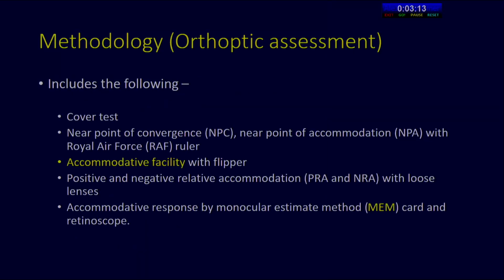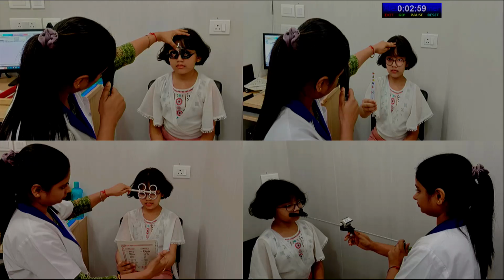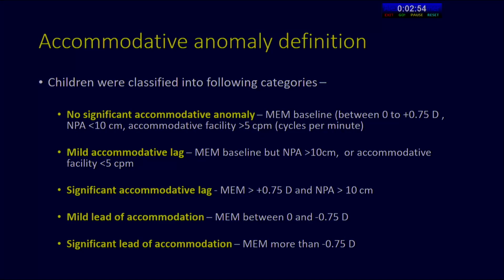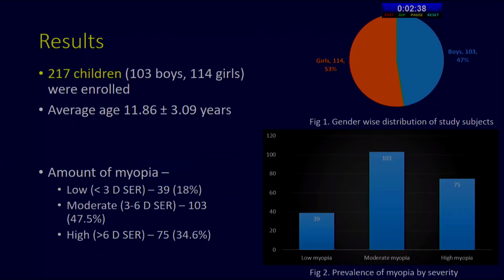And among the orthoptic assessment, we did the cover test, near point of convergence and accommodation, accommodative facility, positive and negative relative accommodation, and the accommodative response by the MEM method was checked. This is how the orthoptic testing is done by our optometrist in our myopia clinic. Now, then we divided it according to whether the children had no accommodative anomaly, a mild lag, or a significant lag, where the NPA along with the MEM was increased, or a lead of accommodation where the MEM was in the negative.